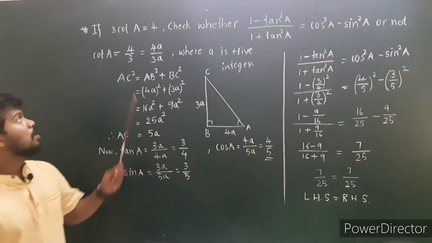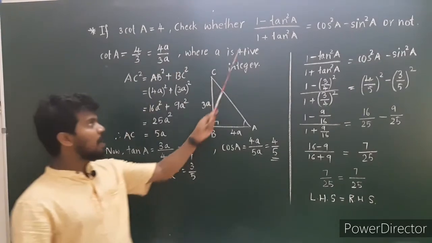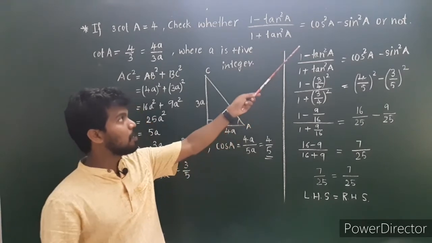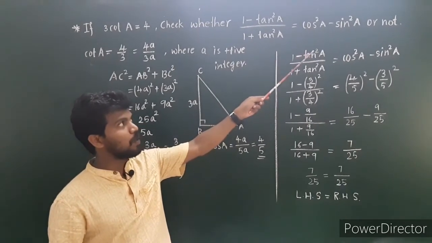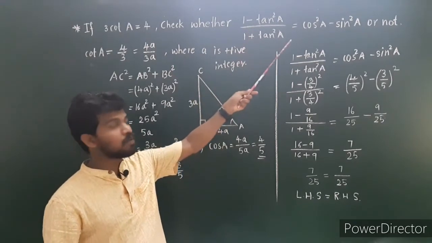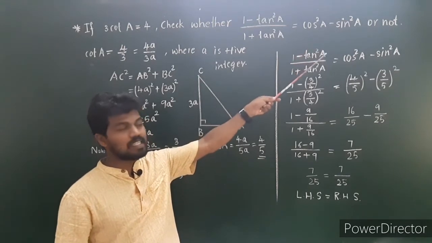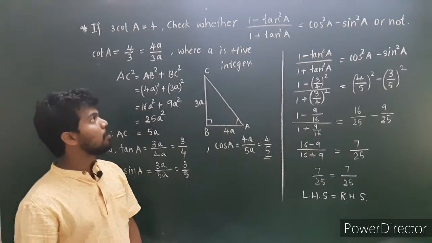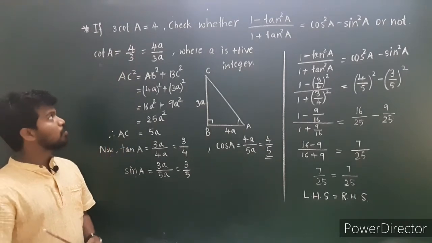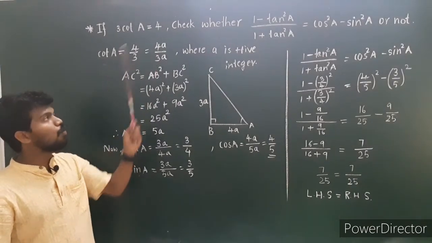Next problem. If 3 cot A is equal to 4, check whether 1 minus tan square A divided by 1 plus tan square A is equal to cos square A minus sin square A or not. So we have to check that. See that. So 3 cot A is equal to 4. They given. So you have to just cross multiply. You get cot A is equal to 4 by 3.